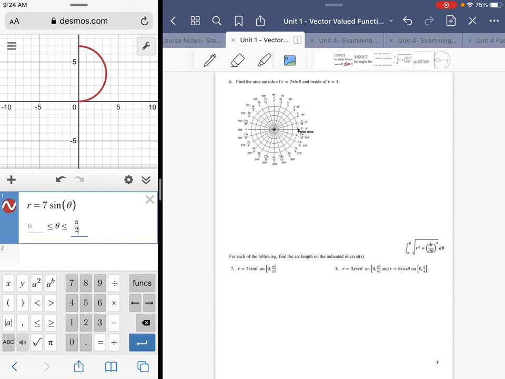But they give us the start and the stop in terms of theta. So we know we're going over the interval of 0 to pi over 2. We have r, so 7 sine of theta. We're going to square that, plus the derivative, which I'll write as r prime right here, is going to be 7 cosine of theta.